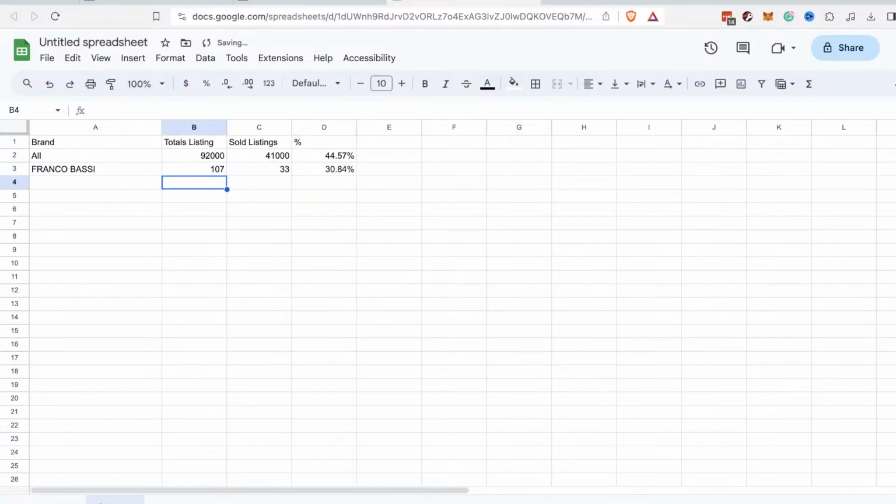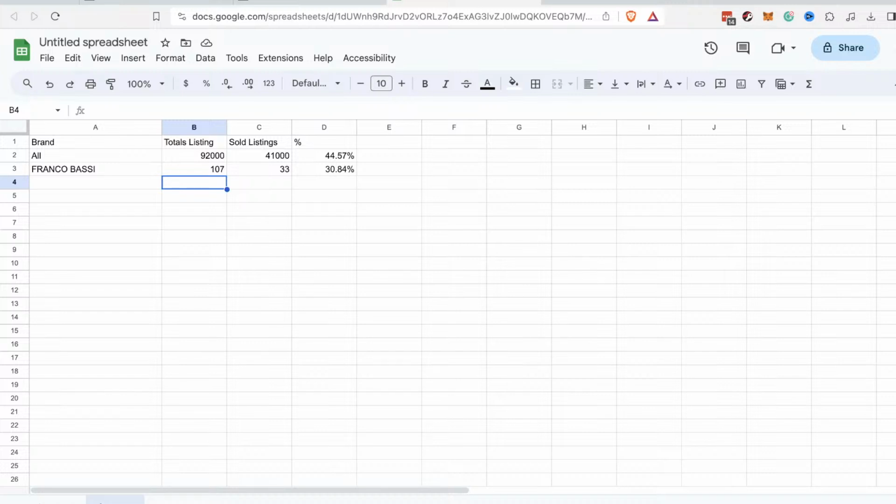So, what is this telling us? It's telling us that it's not a lot of Franco Bassi ties out. The other thing that it's showing is that 30% of the ties, when we look at total listings versus sold listings, may not be apples to apples comparisons, but it is telling you some data. It's telling you that for this brand, Franco Bassi, the total number of listings versus the total number sold does trend under.